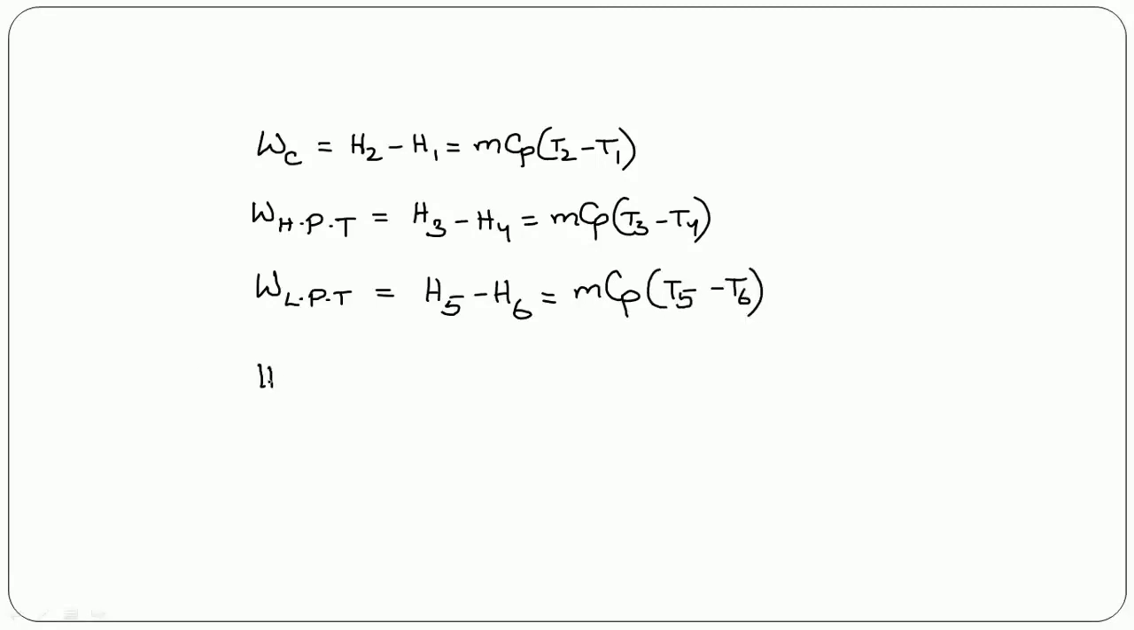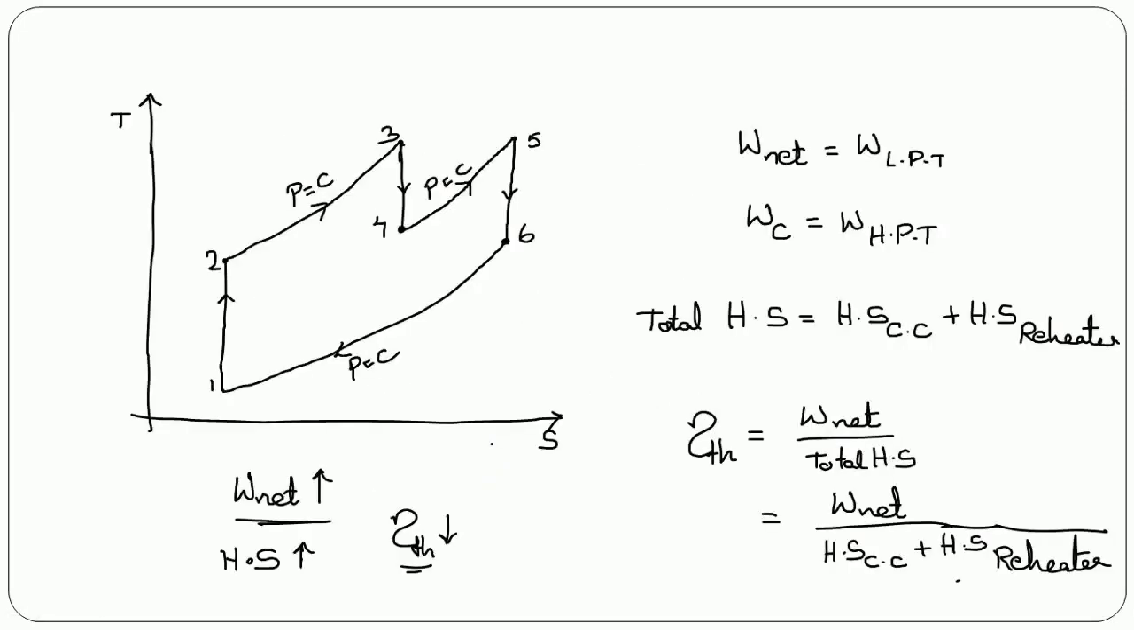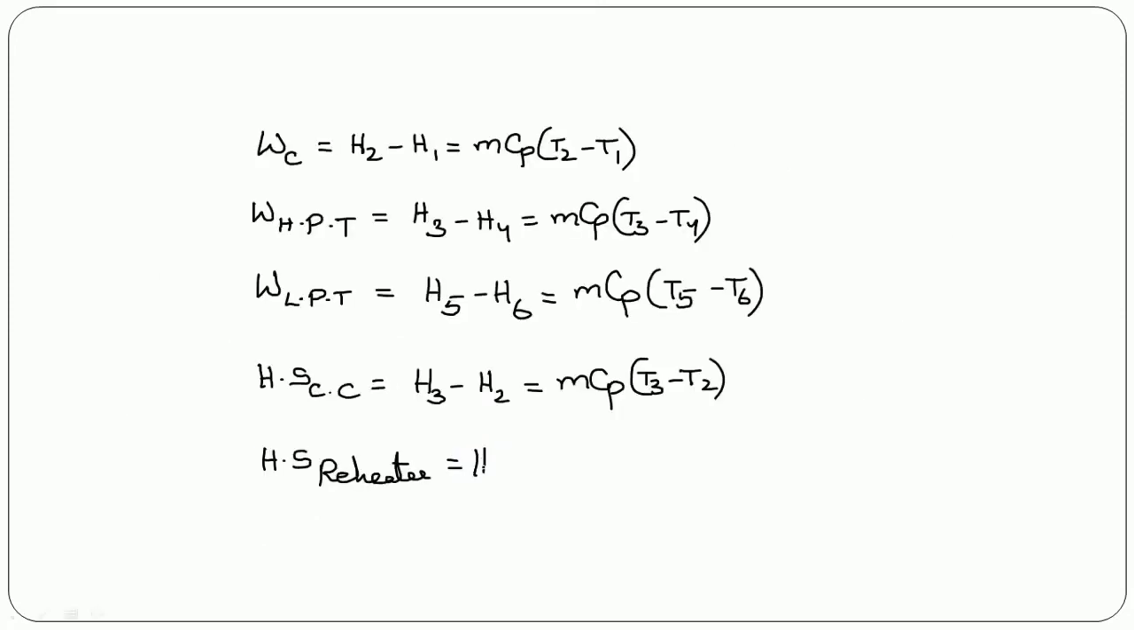Heat supplied in the combustion chamber. Heat supplied is during process 2 to 3. So H3 minus H2 or mCp (T3 minus T2). This is heat supplied in the combustion chamber. And heat supplied in the reheater. So reheating is happening from 4 to 5. So H5 minus H4, you can write this as mCp (T5 minus T4). So this is heat supplied in the reheater. So these formulas we need to remember.